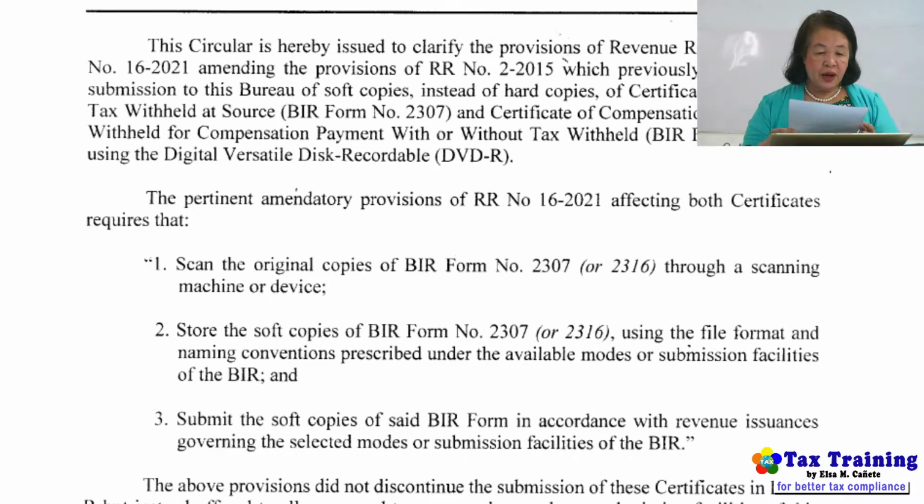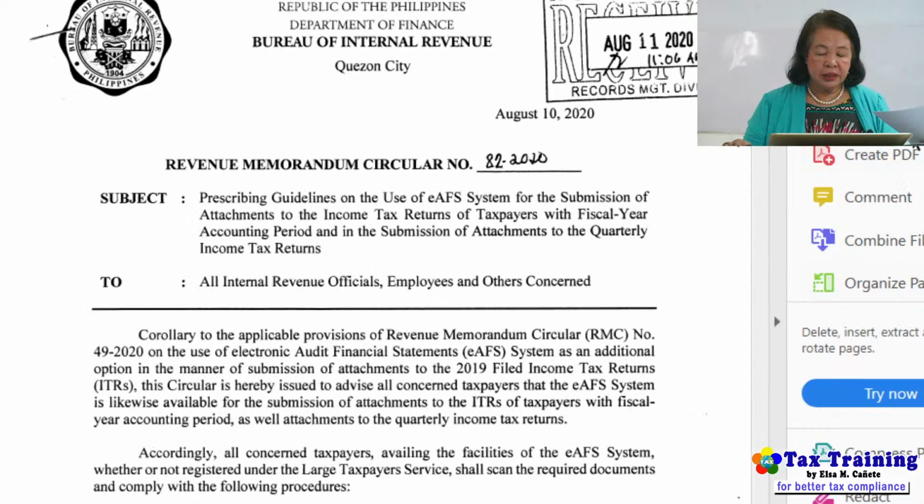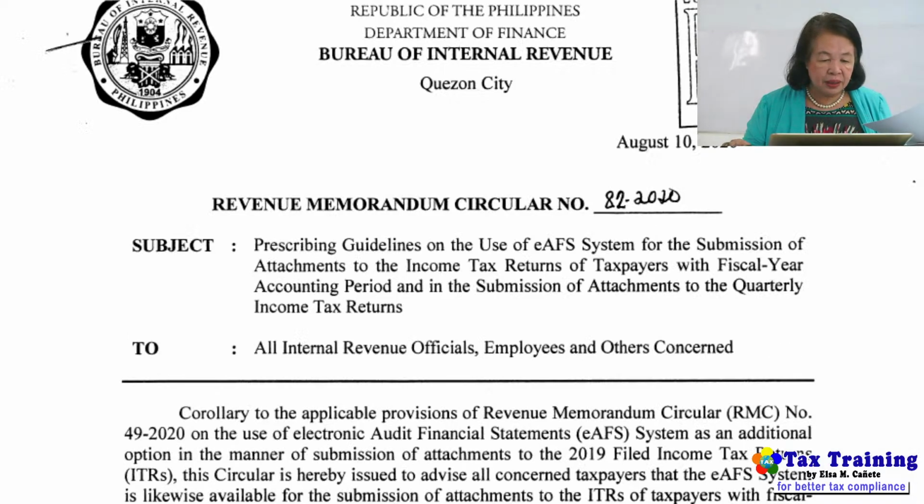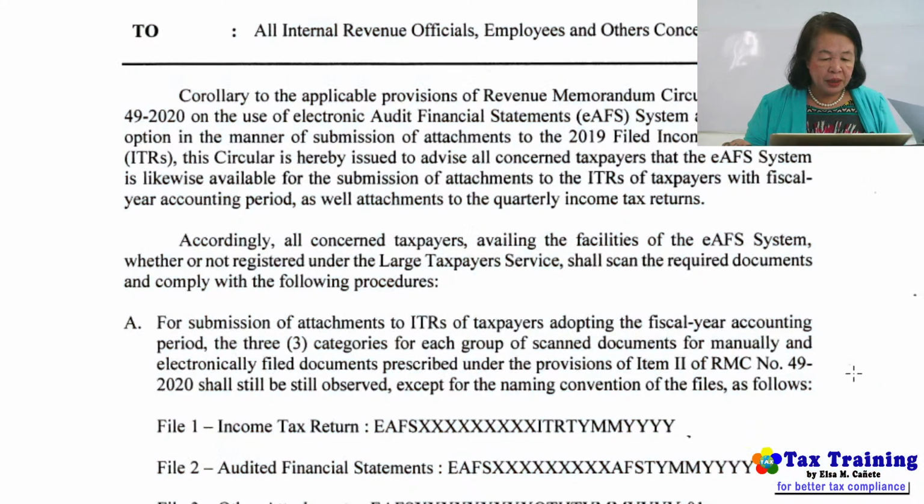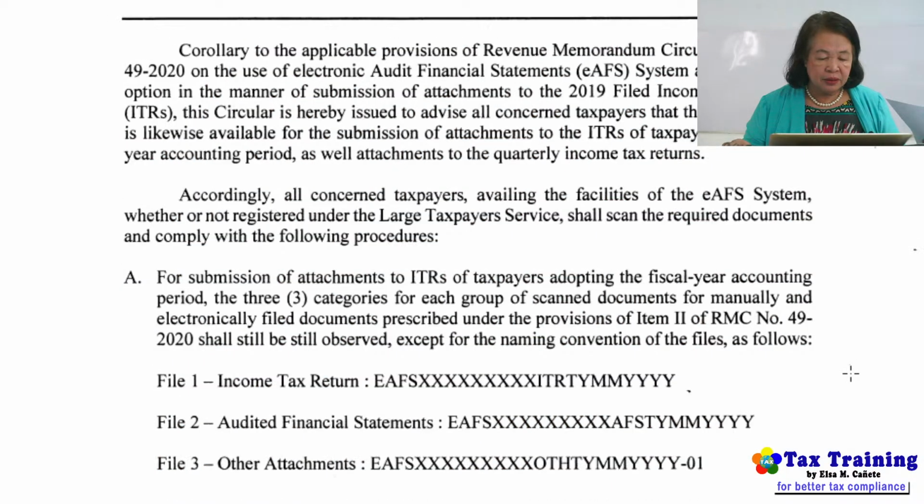So for file number 1, we're now on 82-2020, Jeff, because the instruction there is only on how to convert into soft copy. So okay, this is the naming convention of the files. For file number 1, we have the income tax return, and then the audited financial statement in that case. And in the case of 2307, 2307.